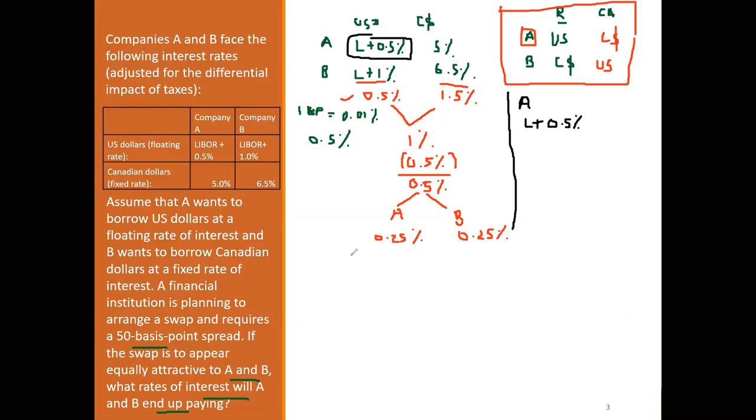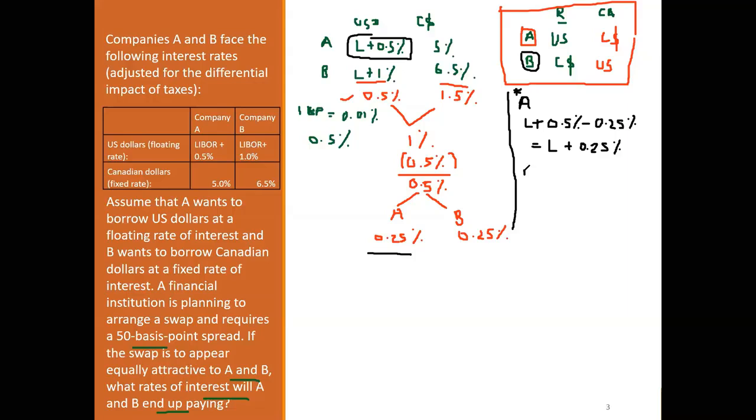From the swap, A is getting a 0.25% benefit. So the cost of A with the swap will be reduced by 0.25%. Now calculate how much would be the final cost to A. The final cost to A would be LIBOR plus 0.25%. So this would be your answer. For A, it would be LIBOR plus 0.25%.